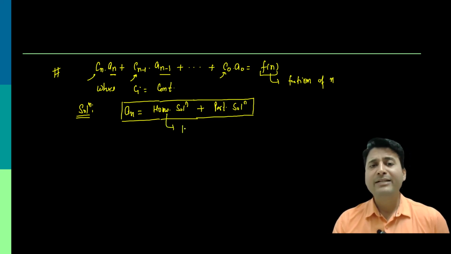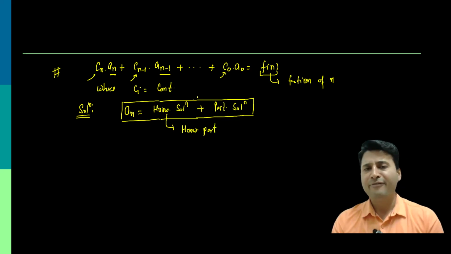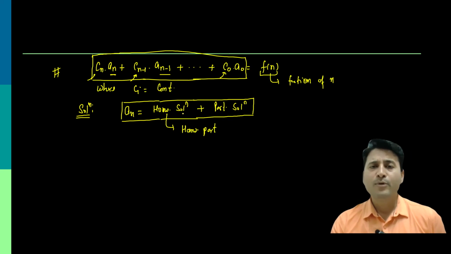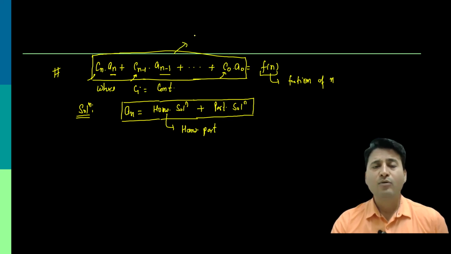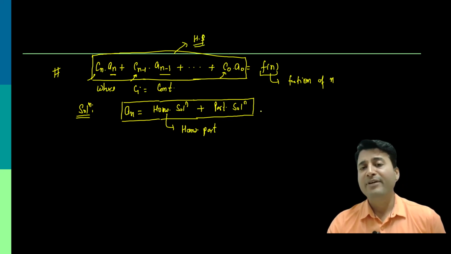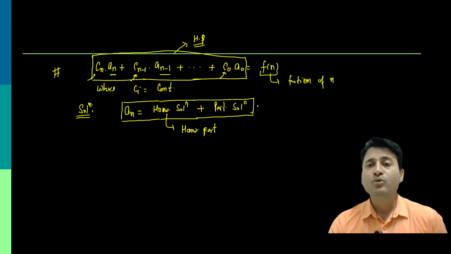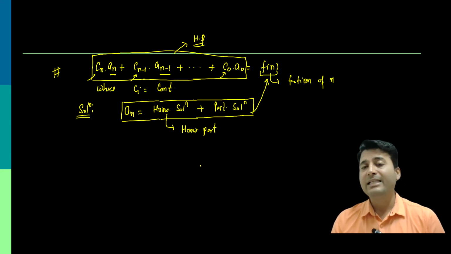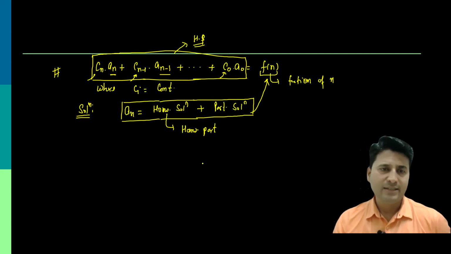Homogeneous solution is obtained from the homogeneous part of the equation. Now, what do I mean by homogeneous part? Homogeneous part means the part free from the f of n term. So when I'm finding the homogeneous solution, we are supposed to use this homogeneous part, and when we find the particular solution, we'll use this function f of n. That means if f of n for a linear recurrence relation is 0, its particular solution will also be 0.